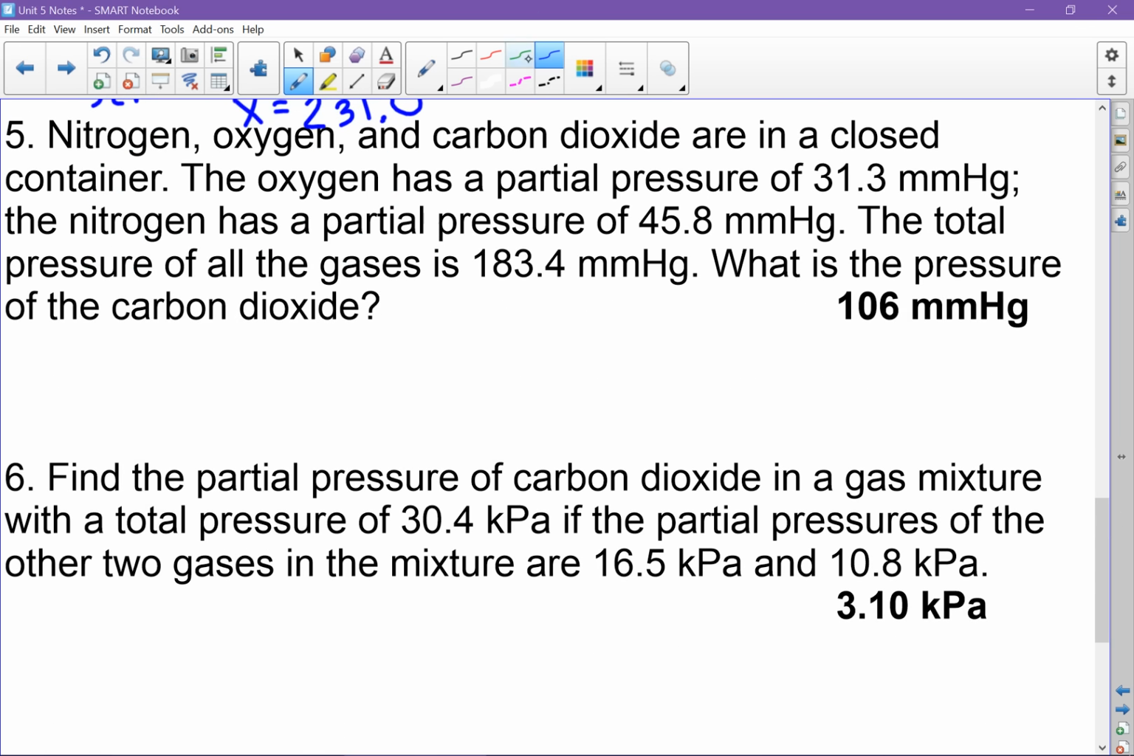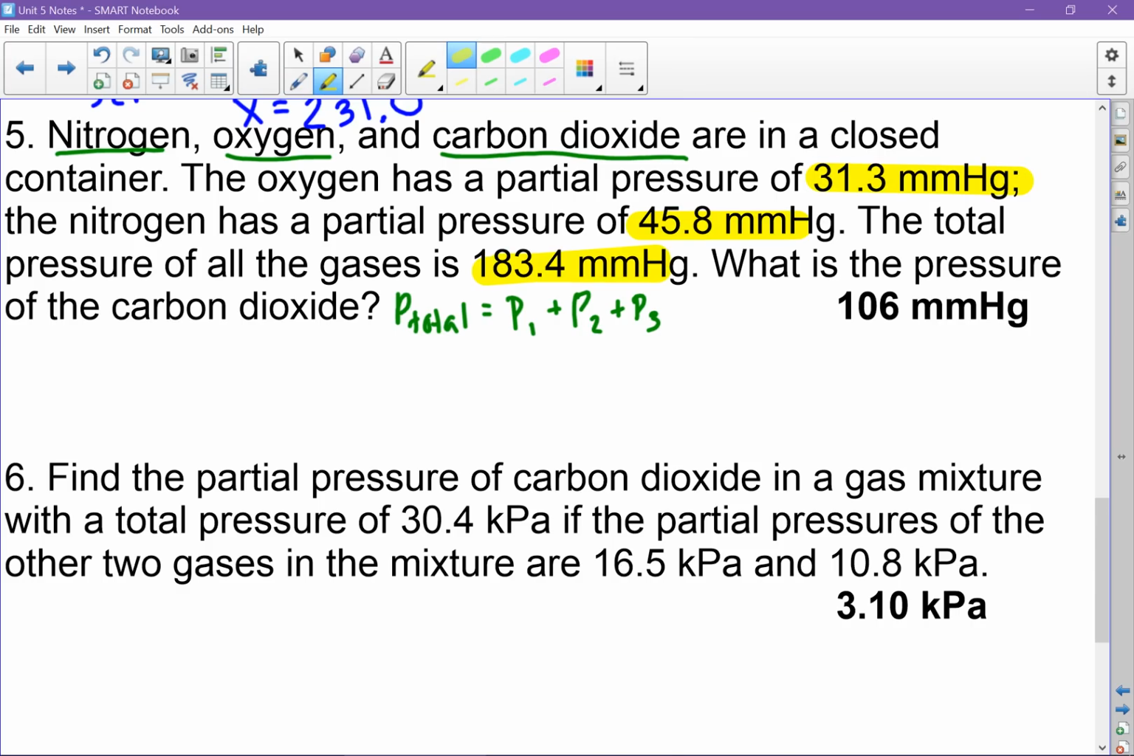Let's take a peek at number 5. So in number 5, I don't see any percentages, so that means it's the law of addition. So P1 plus, how many do you need? I see 1, 2, 3 gases. So we're going to do 3 partial pressures. Okay. Then let's look for some numbers. There's 1, there's 1, there's 1. I am looking for the pressure of the carbon dioxide.